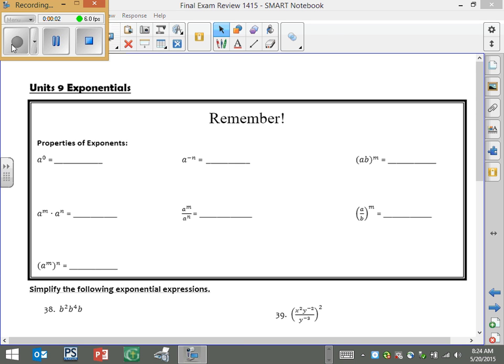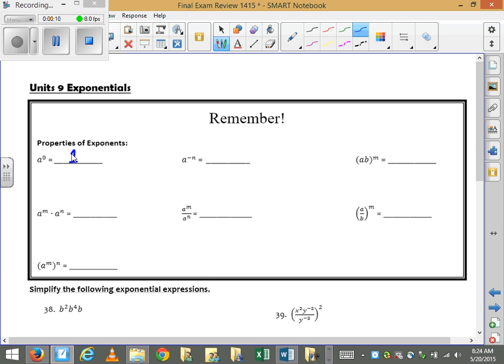Take a look at unit 9, the exponentials and exponential graph unit. So some of the properties: if you ever raise anything to the 0 power, it's always equal to 1. A to the negative n, well, remember that negative exponent will always send things to the denominator. And likewise, 1 over a to the negative n will send a to the n back into the numerator. It's like a to the n over 1, but nobody writes the over 1. It's just understood to be there.